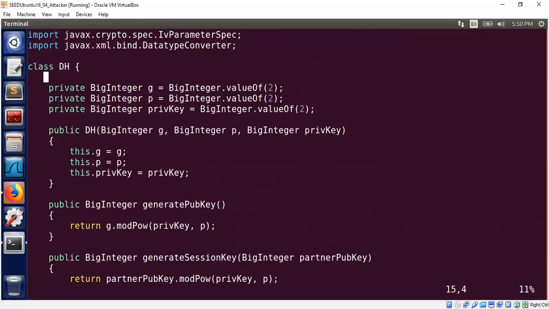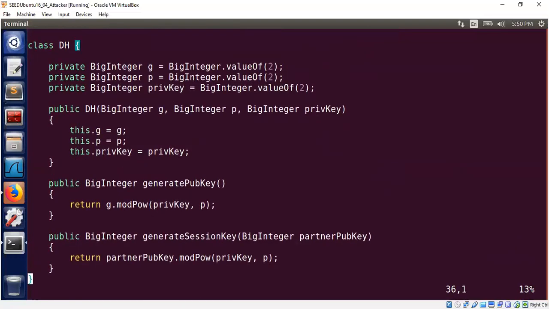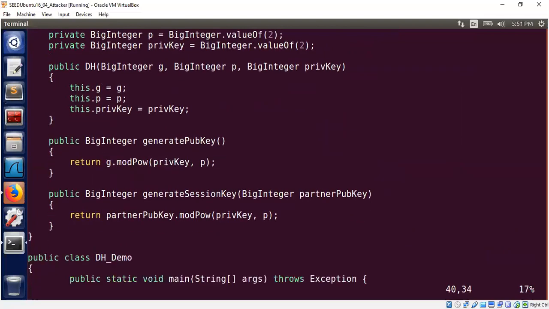And I have actually implemented my own little DH protocol here. You have to feed in a G and a P and a private key. And then it's basically as simple as this. Generating a public key means take the G and apply the private key as power. G power private key will give you the public key and so on. So this is simple DH explained on the slides.